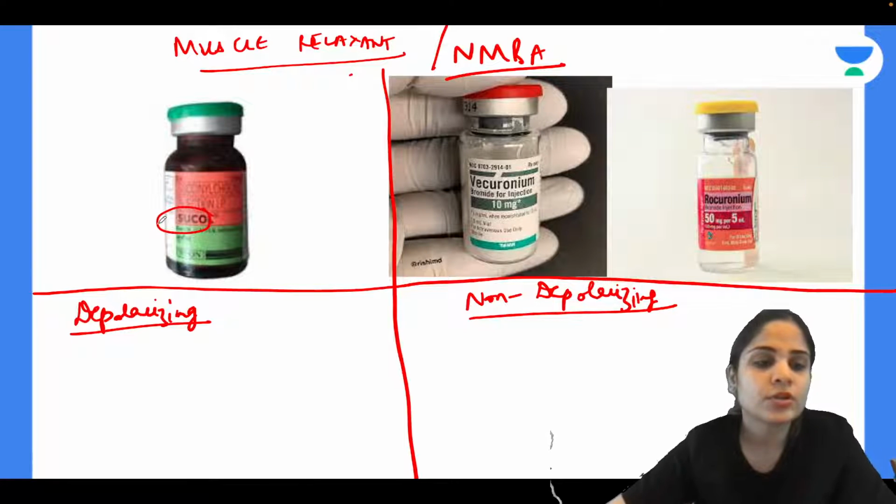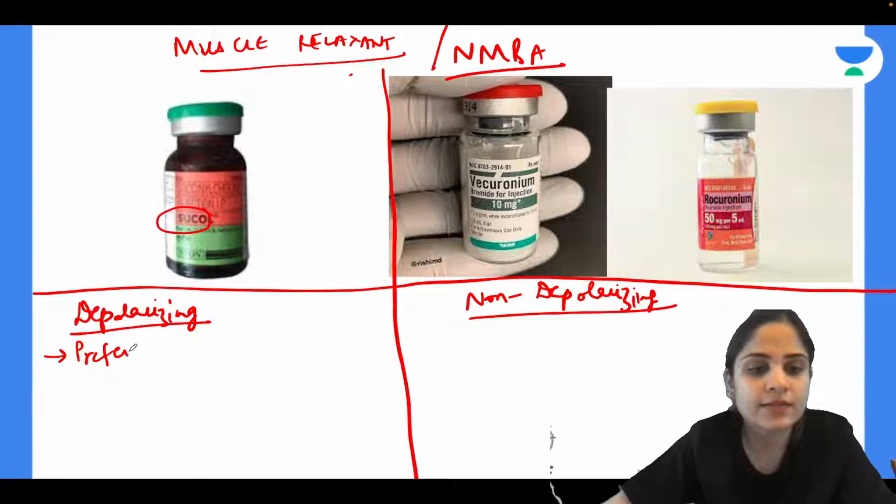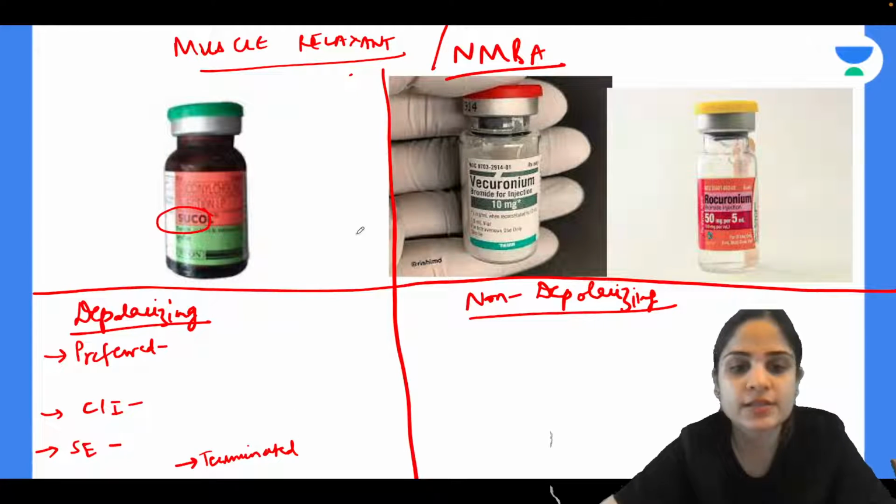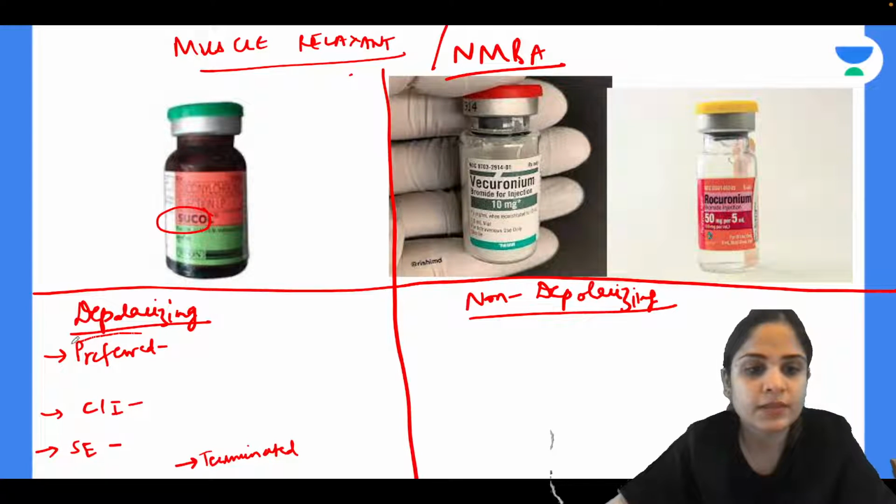Okay, so now I'm going to ask you a single question about all of them. Scoline is preferred in which case? It is contraindicated in which case? Before giving scoline, which serum electrolyte should you check? And the action of scoline is terminated by what? Okay, so these are the four questions that you need to answer for me. Scoline related.